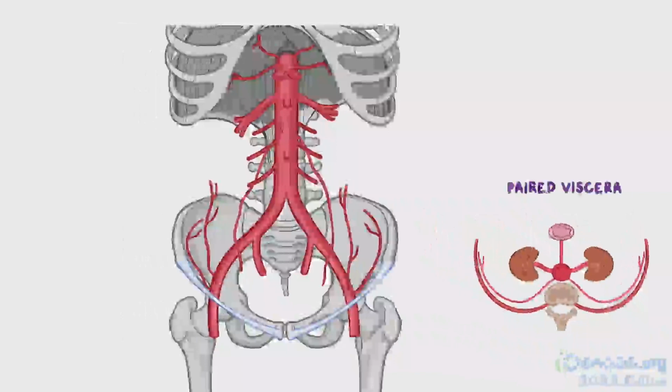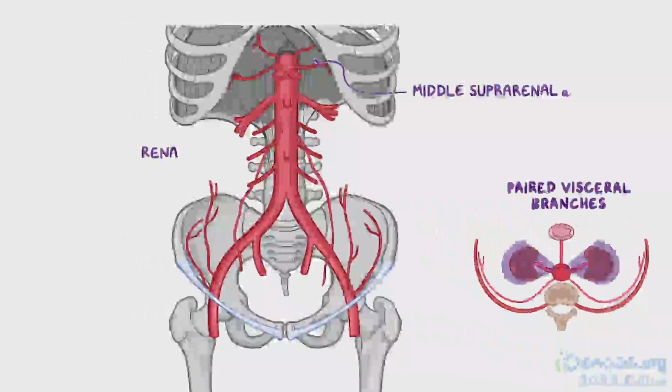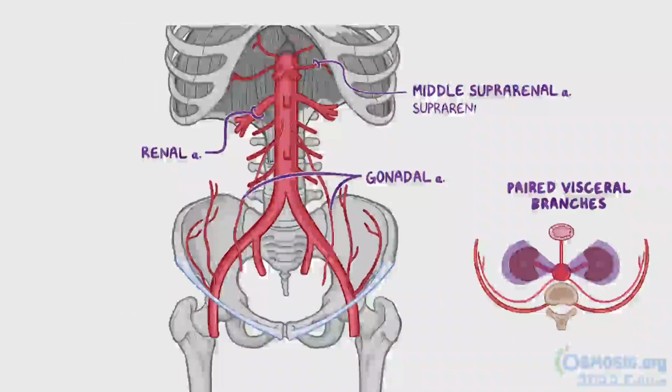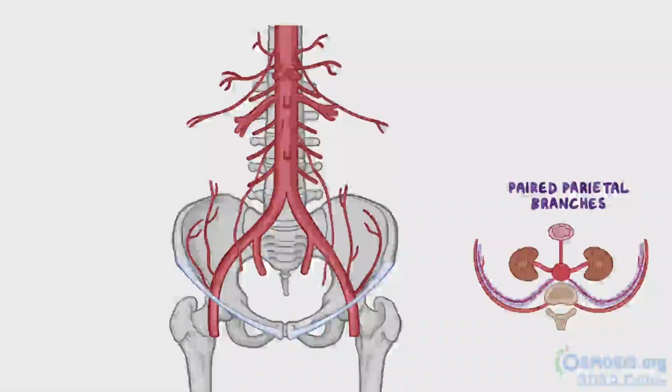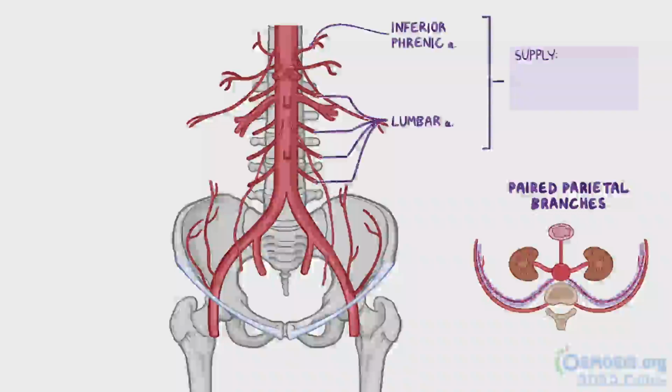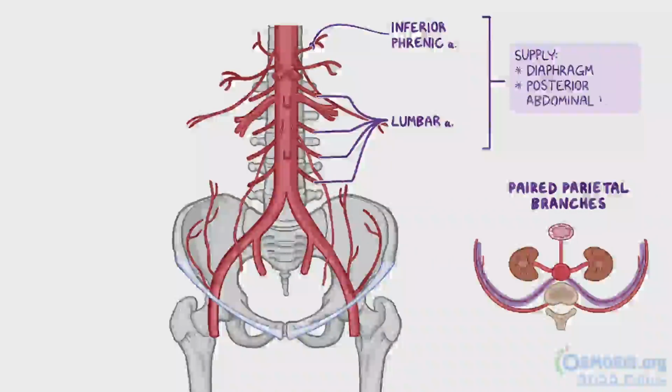The paired visceral branches include the middle suprarenal arteries, the renal arteries, and the gonadal arteries, which supply the suprarenal glands, kidneys, and the testicles or ovaries based on the biological sex. Next up are the paired parietal branches, which include the inferior phrenic arteries and the lumbar arteries, which supply the inferior surface of the diaphragm and posterior abdominal wall.